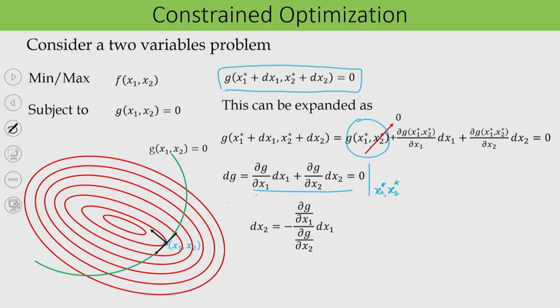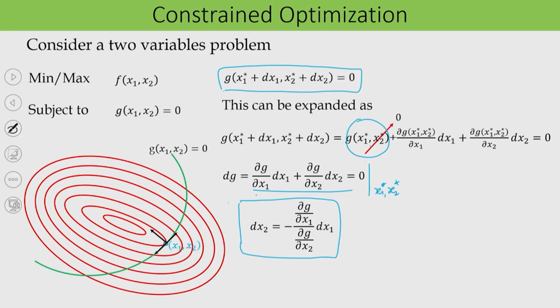So, from here I can write the value of dx2. I can express this in terms of dx1. So, dx2 is equal to minus del g by del x1 divided by del g by del x2 times dx1.